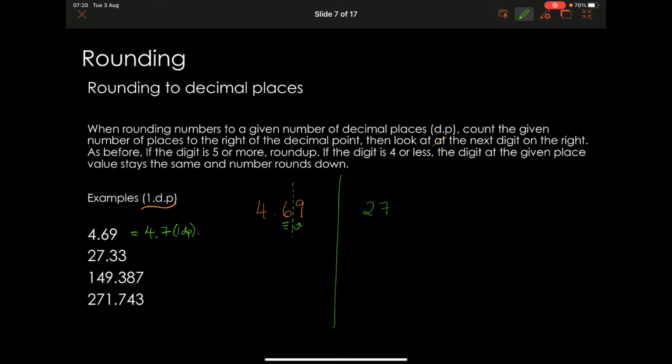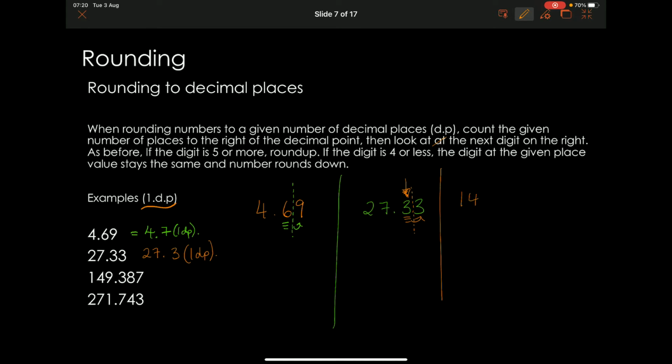Now, if we're looking at 27.33 to 1 decimal place, again, we only want 1 number after the decimal point. This is the number we're going to round. We need to look at this number to decide whether it stays as it is or rounds up. Well, that's a 3. And remember, if it's 4 or below, we leave it as it is. So this 3 would stay as it is. And we'd see this written as 27.3 to 1 decimal place.